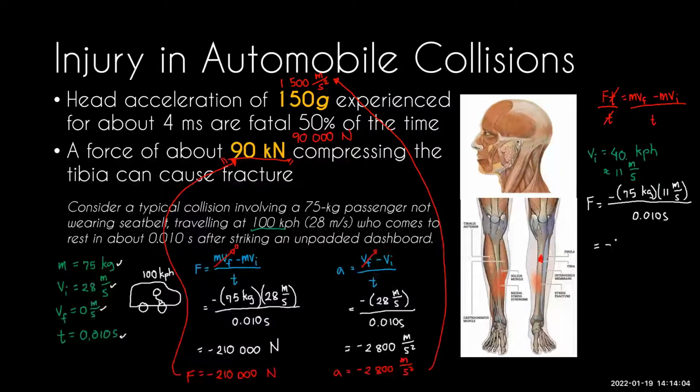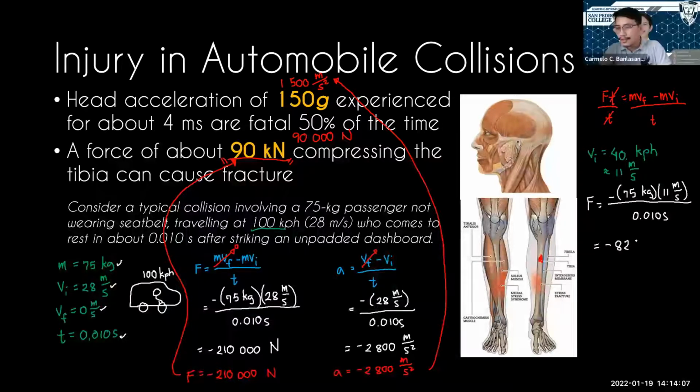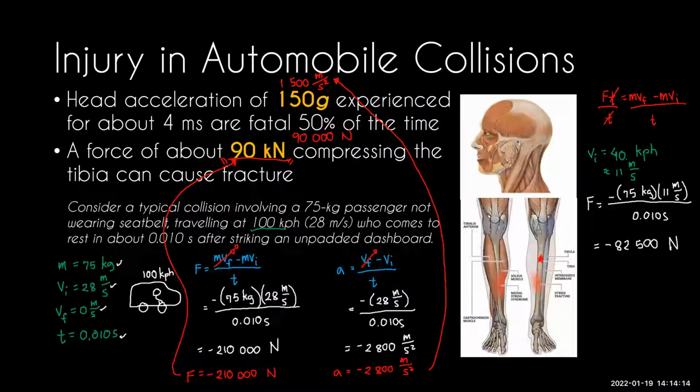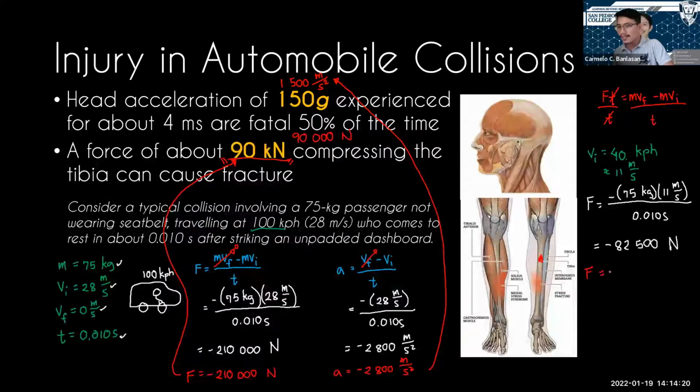Negative 82,500. Okay, 82,500 newtons. Nakuha yung kaibahan ng force? Yung force sana na ma-experience lang ng passenger is negative 82,500 newton if and only if travels at the speed limit, which is less than the minimum force that can cause fracture. So sana, kaunti lang yung damage if and only if it travels at the speed limit. That is why meron tayong speed limit.